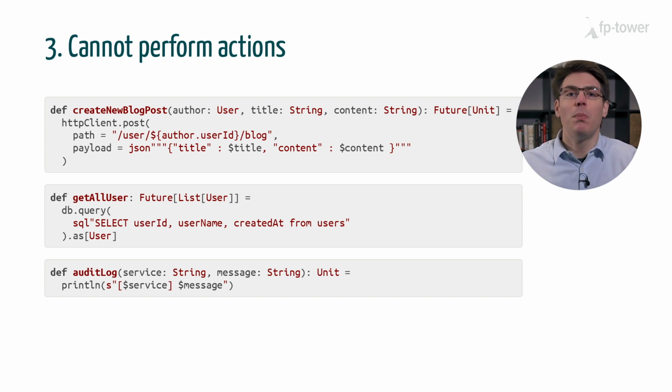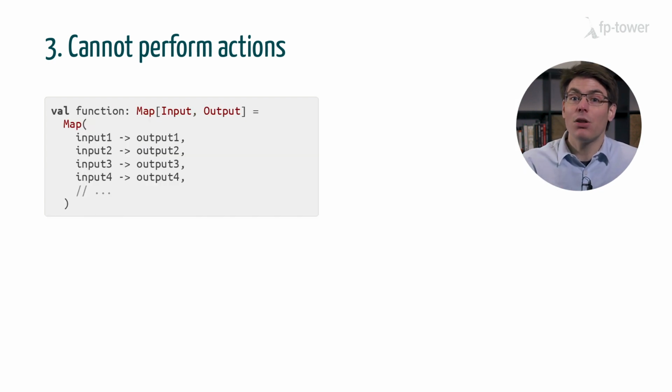Finally, the most important limitation is that an FP function cannot perform any actions. For example, it cannot call a web service, fetch data from a database, or even print a message to the command line. If we come back to the map analogy, we can see that a function cannot interact with the external world. The only thing a function can do is return a value.